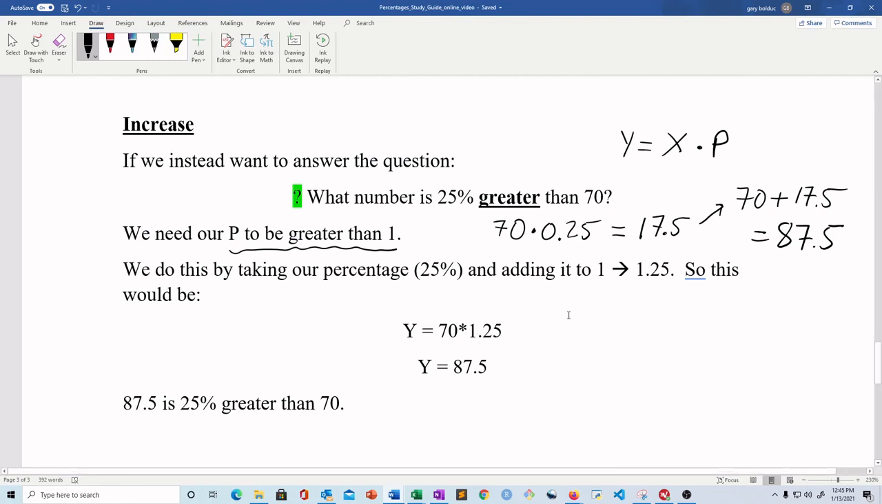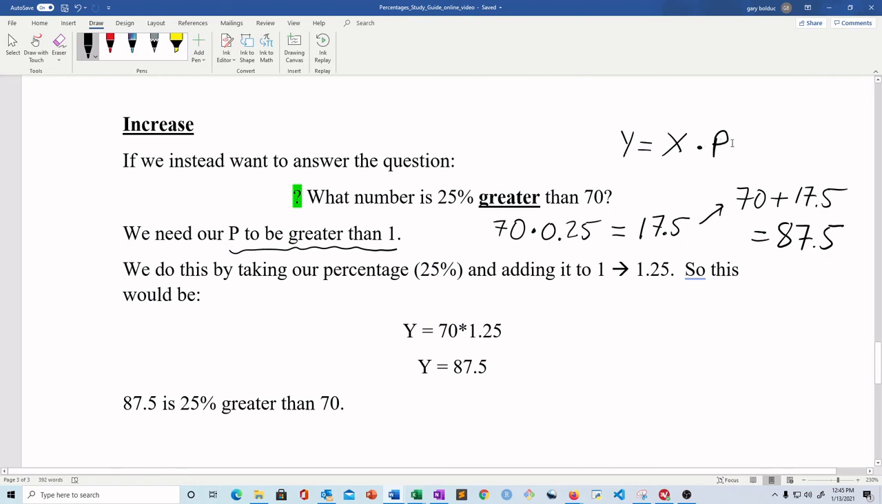The other way you can do this, tricky, it's the lazy math way to do it, is say, I don't need to do all those extra steps. I can think this through. Instead of doing this extra step, I can use my equation, y equals x times p. It should still work. New equals old times p. I just got to think, what is this p going to be?